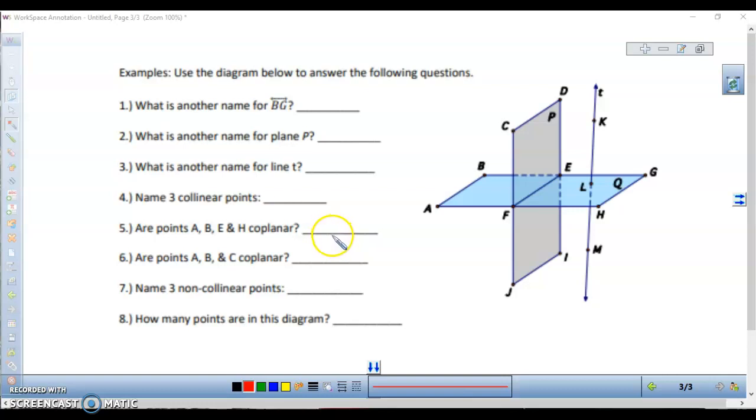Okay, I hope you paused it and tried it yourself, but welcome back. So let's just answer these questions. What's another name for line BG? All right, well, let's find line BG. Here's B and here's G. Now you may be thinking to yourself, well, it's not a line. It doesn't continue forever.